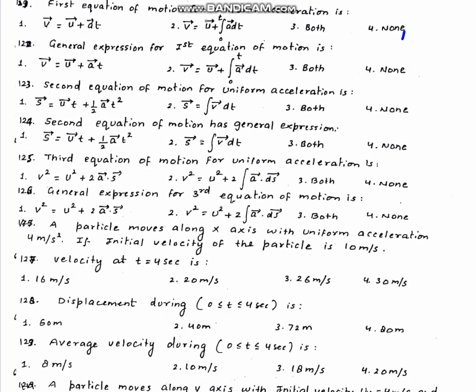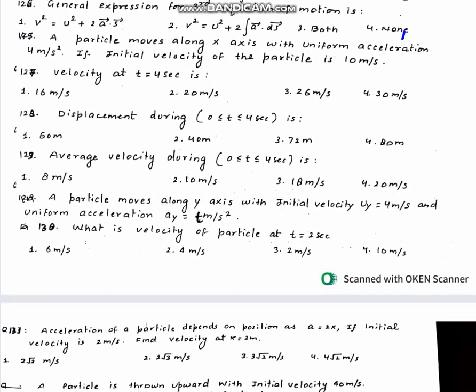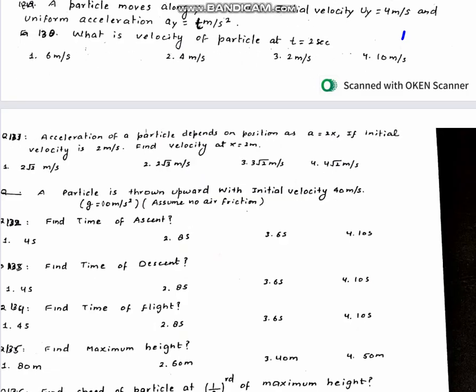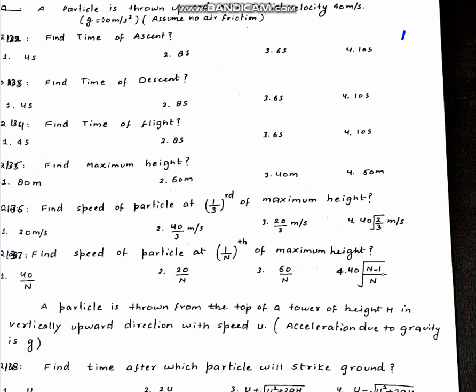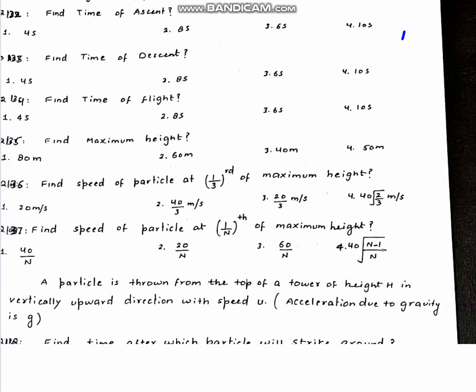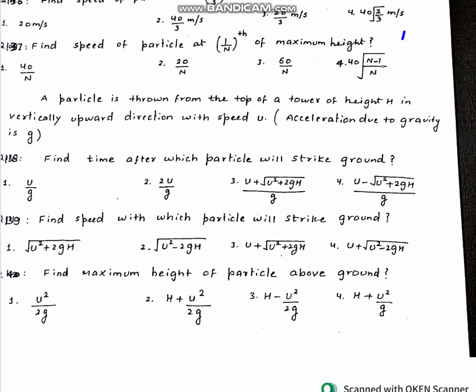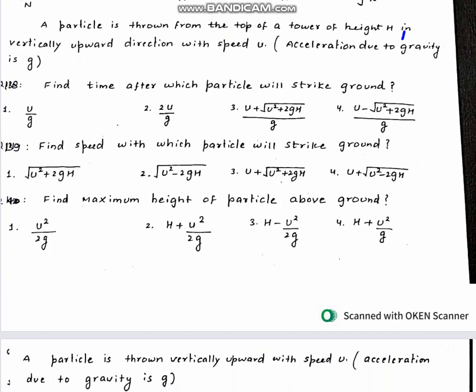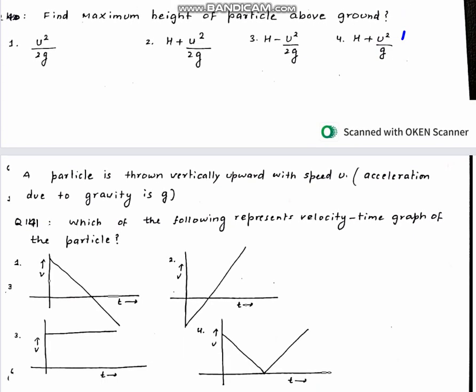Then we come across the equations of motion, first, second and third, including general forms. Then using those equations we need to find velocity, displacement, average velocity, average acceleration. Then there is a question on motion under gravity. We need to find time of ascent, descent, flight, maximum height, speed at 1/3, speed at 1/nth. Then we have a question based on a tower problem using the same concept. We need to find time, then speed, then maximum height.